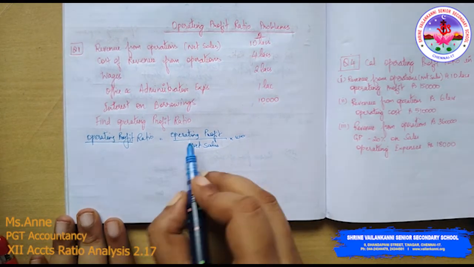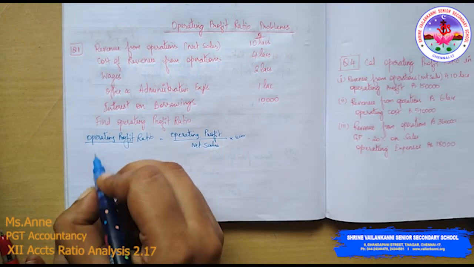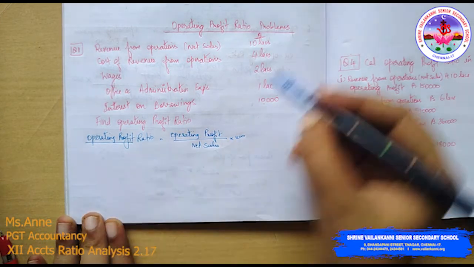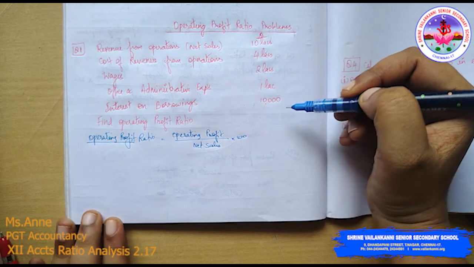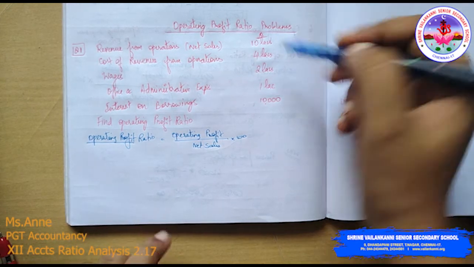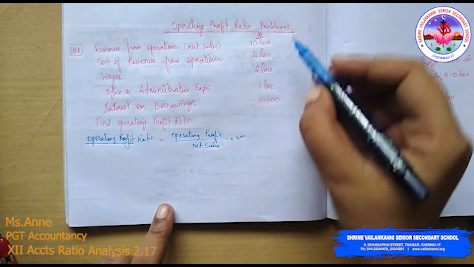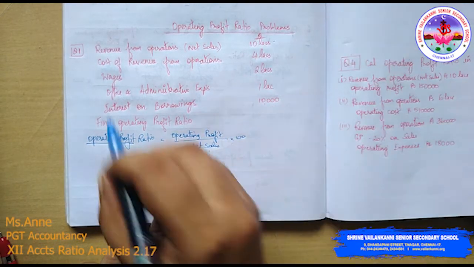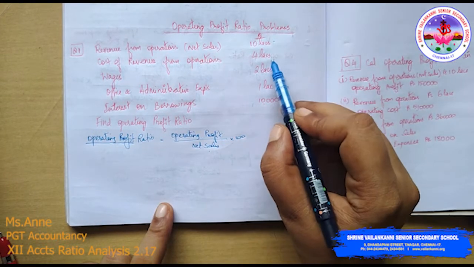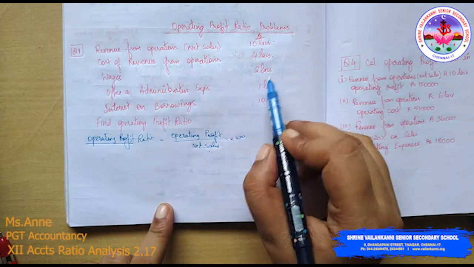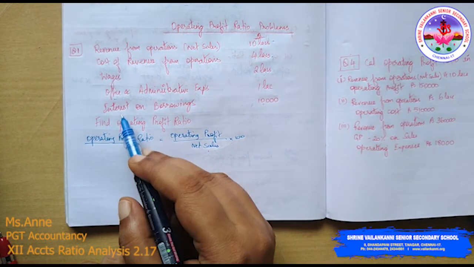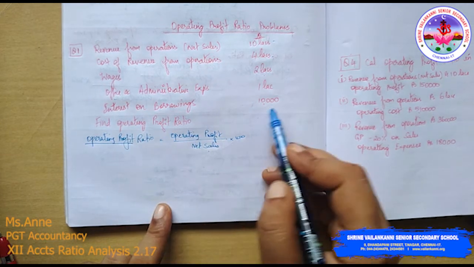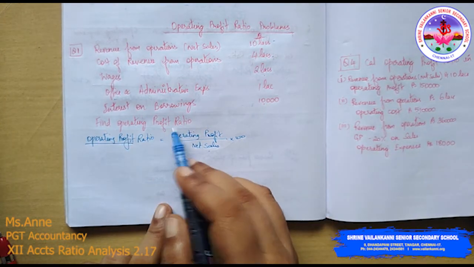Now operating profit, how can we find operating profit? We have to understand what is given in the question and accordingly apply the formula. So revenue from operations, net sales is given, so we can write net sales here. Cost of revenue from operations is given, wages is given, office and administrative expenses is given, interest on borrowings is given. Find operating profit ratio.